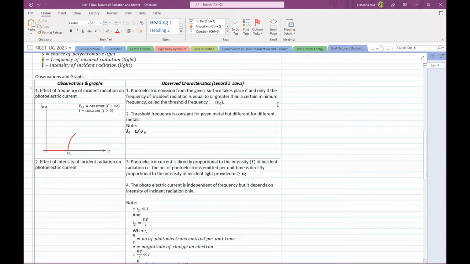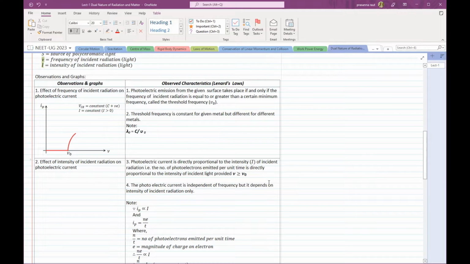Okay, so what we conclude from this is that photoelectric emission from the given surface takes place if and only if the frequency of incident radiation is equal to or greater than a certain minimum frequency called the threshold frequency. We denote it by the Greek letter nu naught. So nu naught is the way we represent it.